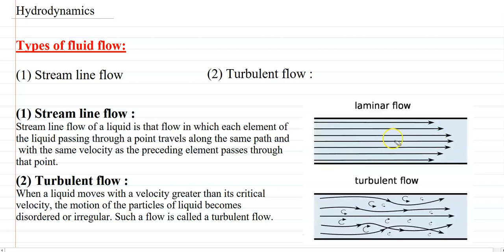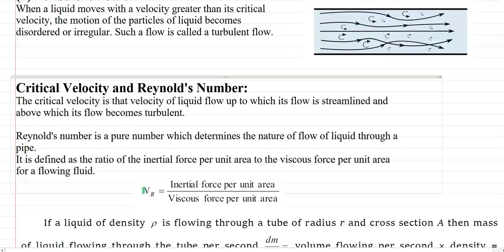And in the case of turbulent flow, if we increase the velocity of the liquid flow, after or above a certain velocity, the liquid layers are no longer parallel to each other. They start mixing from one layer to another layer. This type of flow is called turbulent flow. These are the two types of flow.